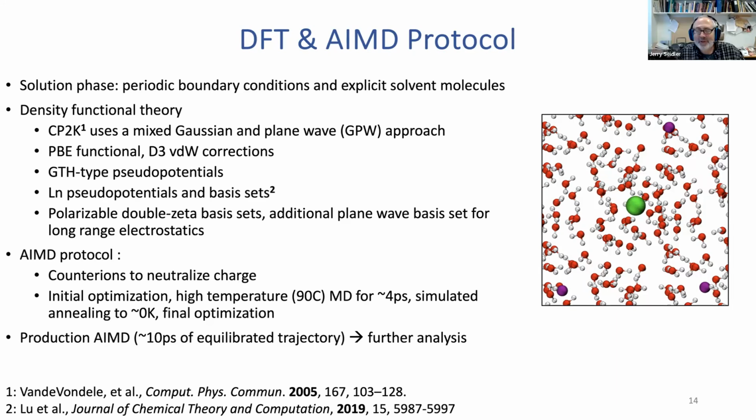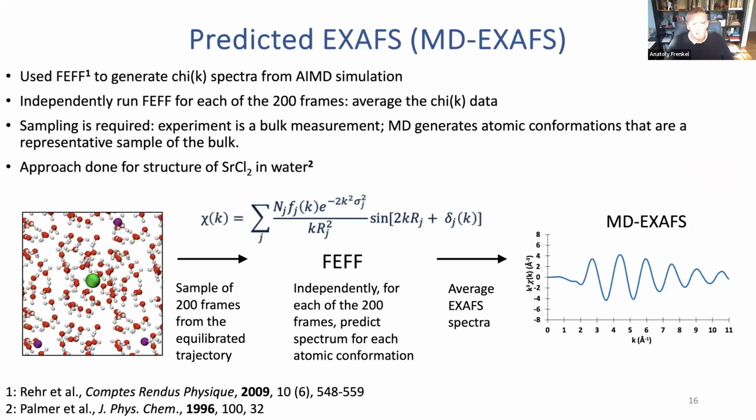All right, Anatoly, you have a question? Yes, I have a couple of questions. So first, when you go back to that equation you used to construct theoretical EXAFS, you had sigma square and coordination number. Is it a mistake, or did you really use them in your MD-EXAFS construction?